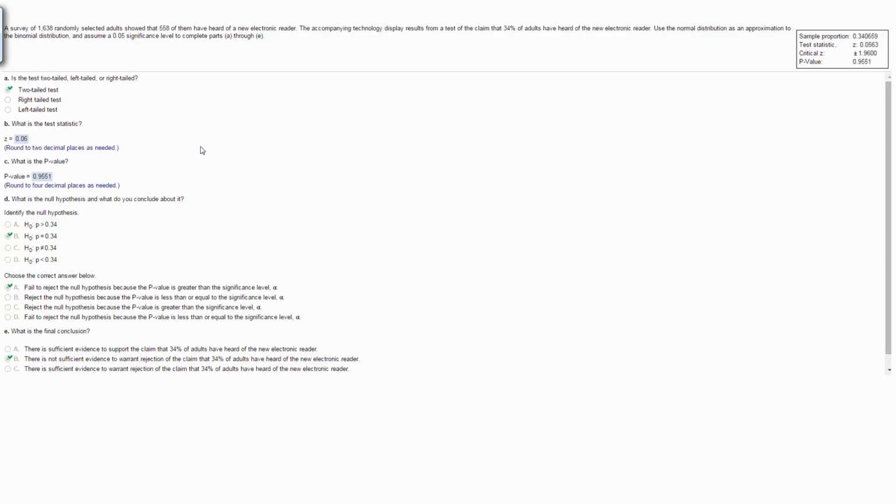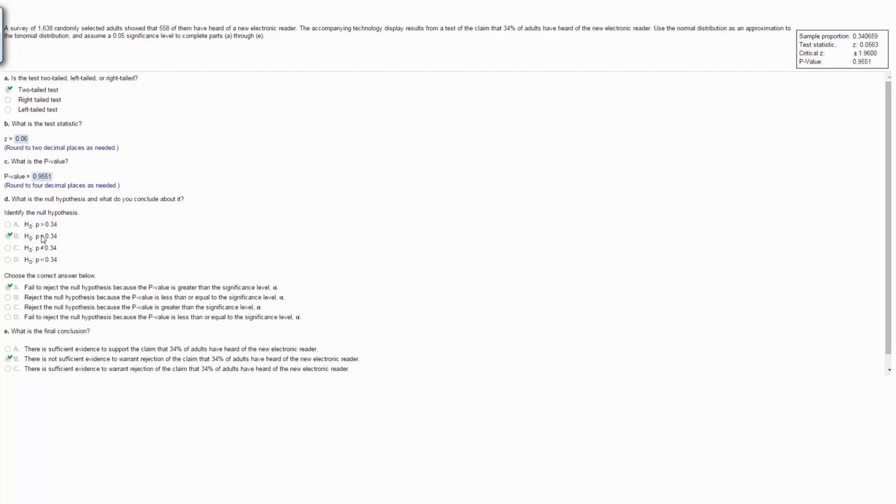What is the test statistic? Man, I kept getting this one wrong because I kept typing all that in, and I finally saw that it says round to 2 decimal. So learn to read. Math majors don't read. What is the p-value? You're just writing it from this table. This is a huge p-value.